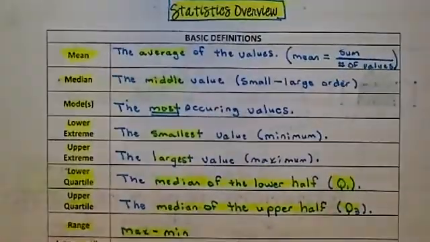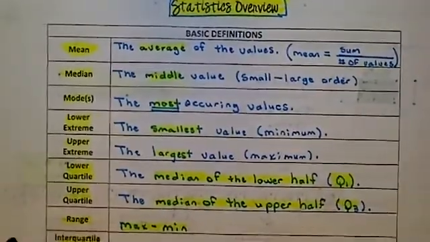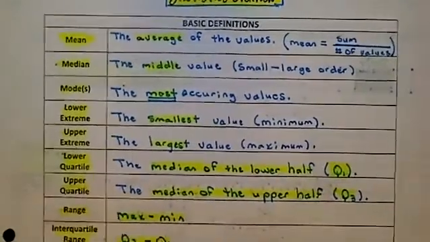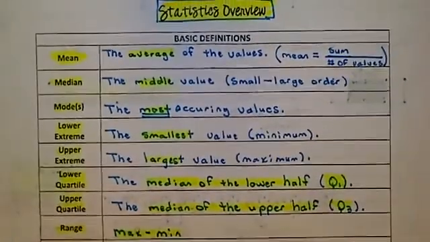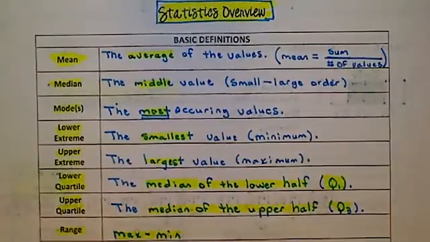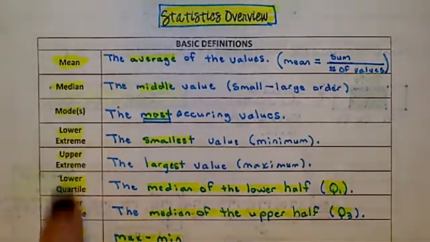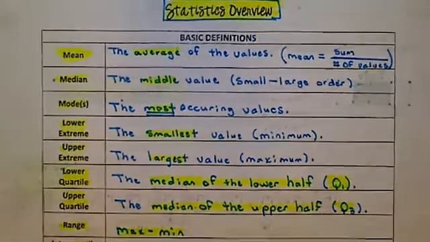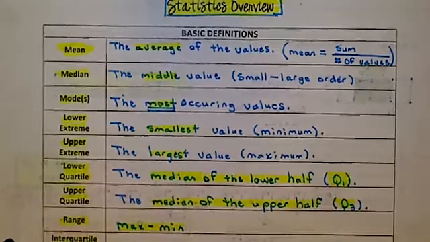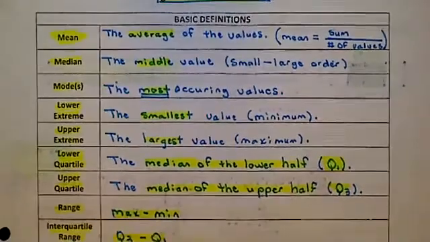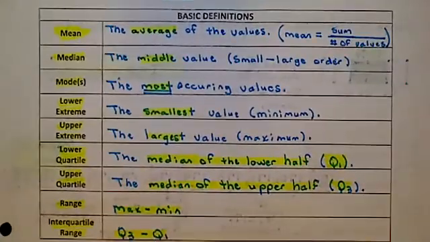So first of all, when we're looking at these vocabulary words, we've discussed mean, median, and mode, and range, okay? So some of these are new. We've talked about minimum and maximum, but they're going to be called lower and upper extreme. And then we're going to take a look into some things called quartiles today.